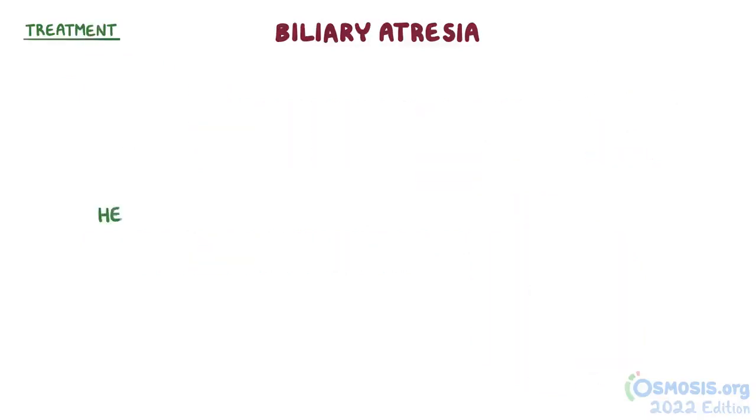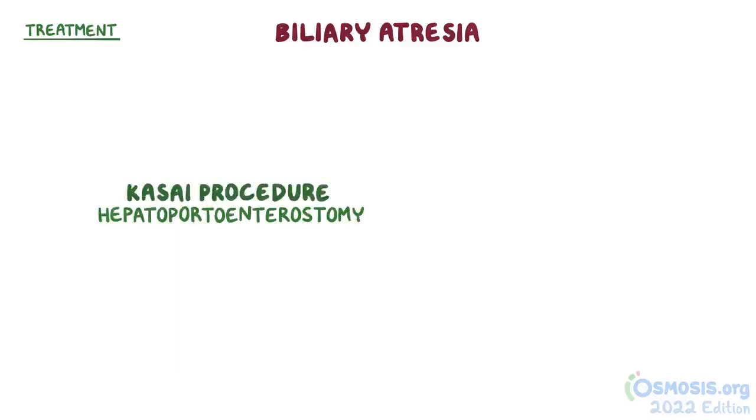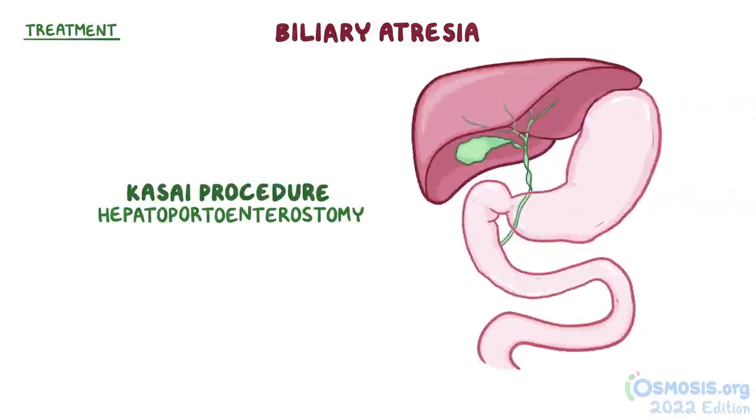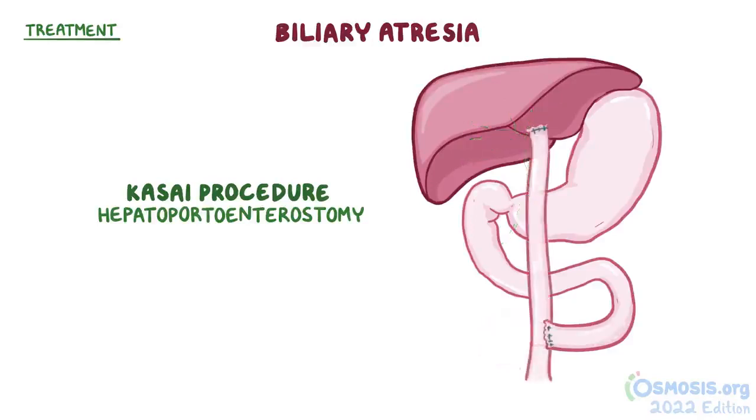Treatment consists of hepatoportal enterostomy, the Kasai procedure. This operation is undertaken in the attempt to restore bile flow from the liver to the proximal small bowel. For this procedure, a loop of bowel is created by the surgeon and directly anastomosed to the hilum of the liver, following excision of the biliary remnant.